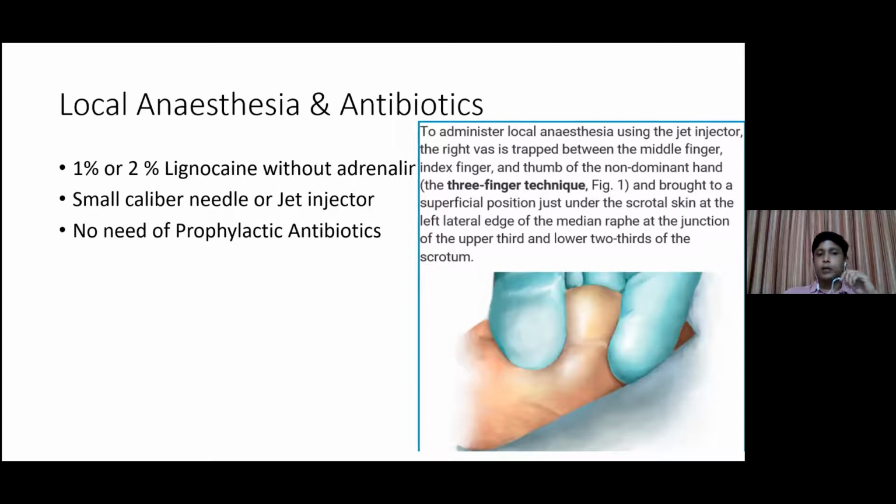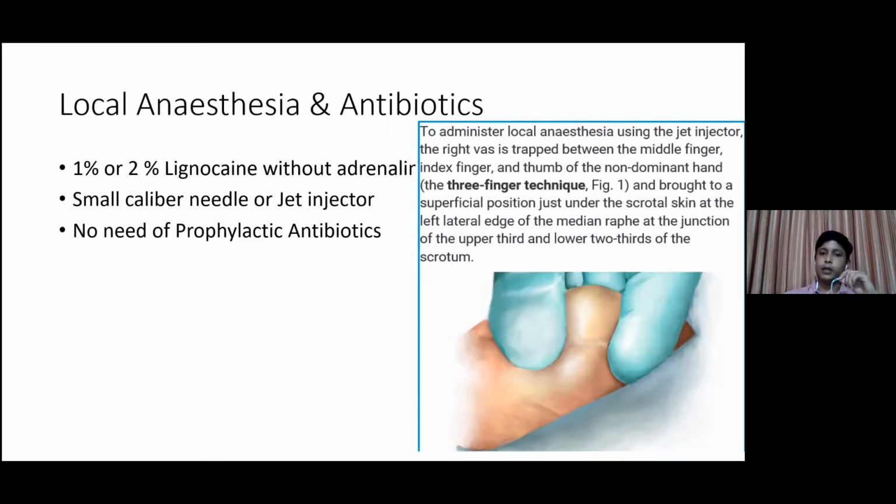And a small caliber needle, since we are doing it under local anesthesia, a small caliber needle is preferable, and also jet injectors. I think we don't have that facility, but in other countries they use jet injectors. And according to the guidelines, they don't suggest any prophylactic antibiotics.